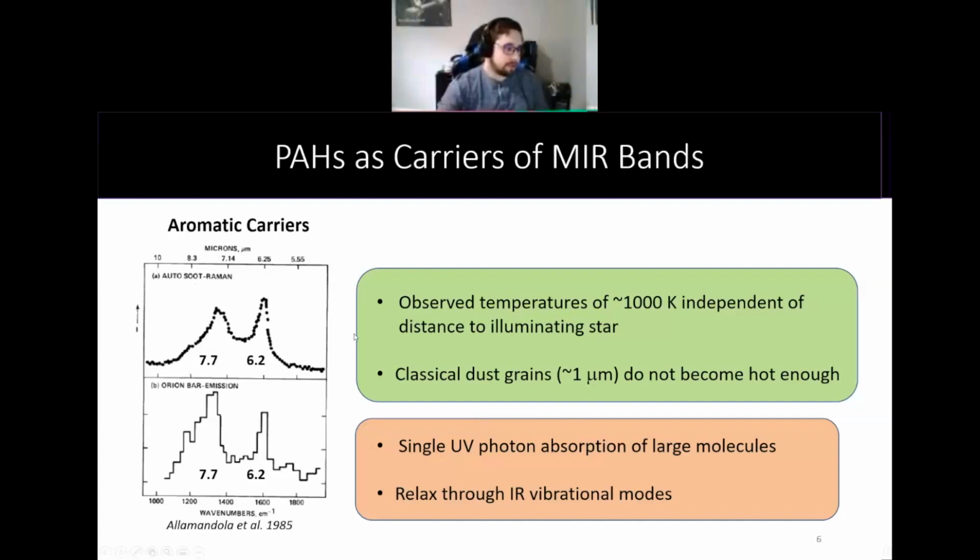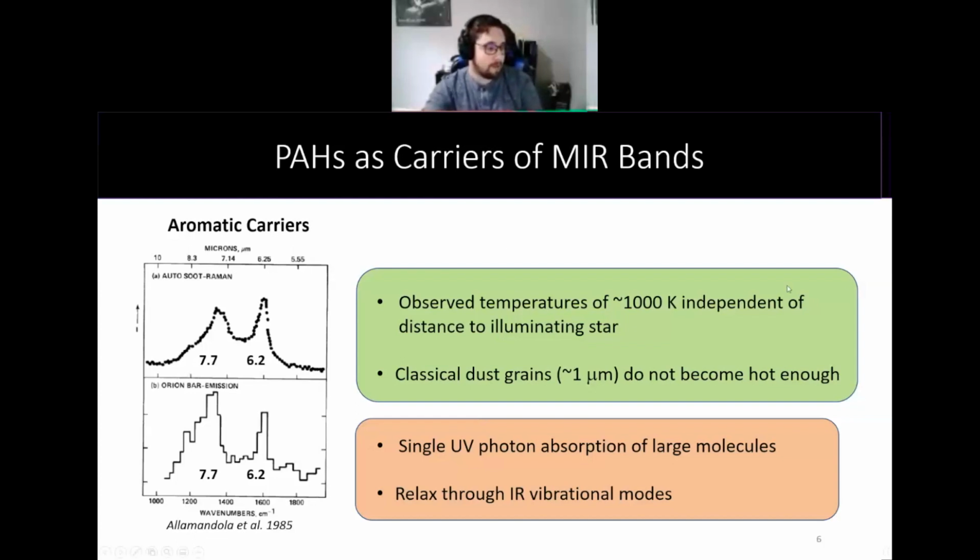Additionally, another study was done in the 80s by Sellgren in 1984, where they looked at near-infrared continuum emission observations within reflection nebulae, and found that the observed color temperature was independent of the distance from the illuminating star. Now, classical dust grains of 1 micrometer in size are in thermal equilibrium with their surroundings, and they don't become hot enough to account for this continuum emission.